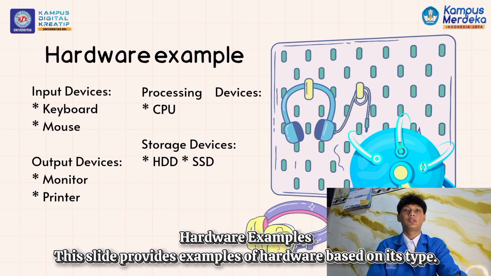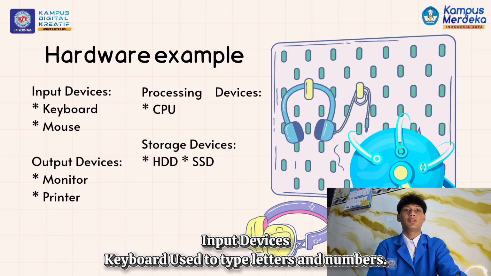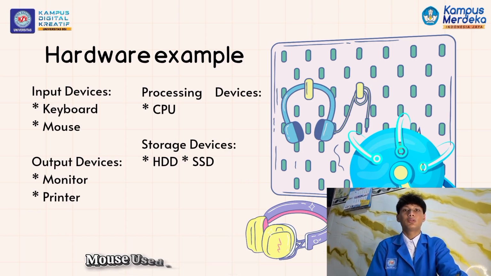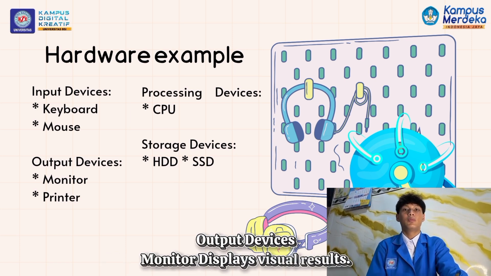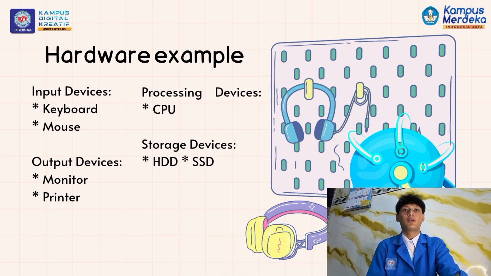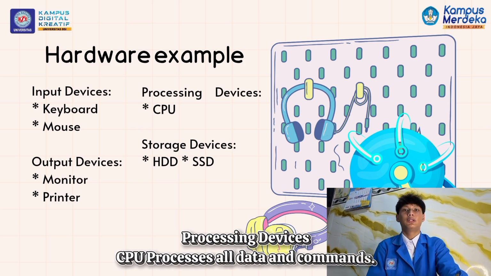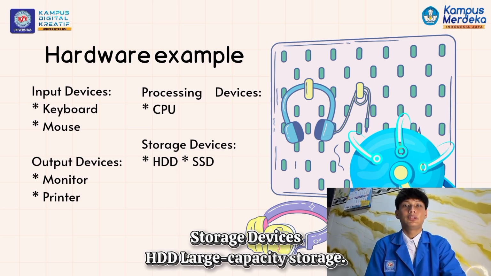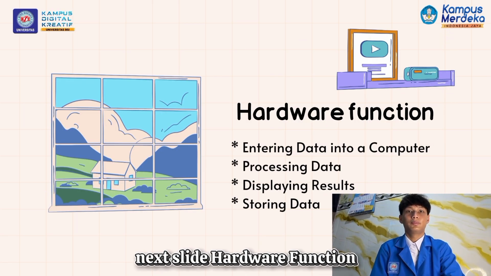Next slide, hardware examples. This slide provides examples of hardware based on its type. Input device: keyboard, used to type letters and numbers. Mouse, used to move the pointer and select menus. Output device: monitor, displays visual results. Printer, prints documents onto paper. Processing device: CPU, processes all data and commands. Storage device: HDD, larger capacity storage. SSD, modern fast storage.